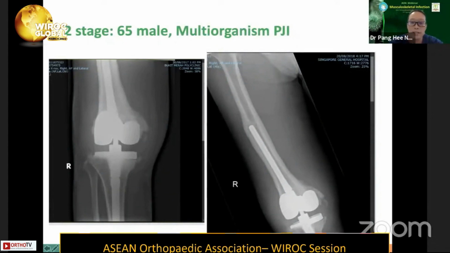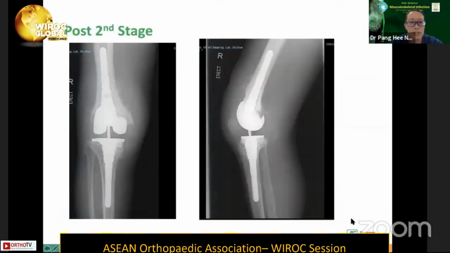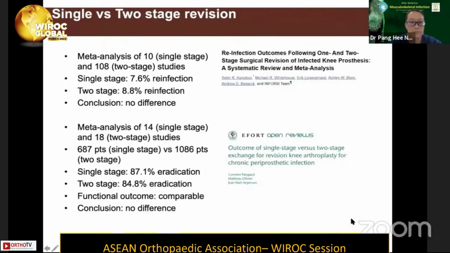Another case for 2-stage, 65-year-old multi-organism PJI. You can see that there's a lot of osteolysis, there's loosening of the implants, right? Okay. So in this case, we have very unusual organisms, and the patient will require a 2-stage procedure before we put in the revision implants. So what is the evidence out there for single versus 2-stage revision? In this meta-analysis, there's actually no difference in outcomes between a single stage and a 2-stage procedure if you choose your patients wisely.